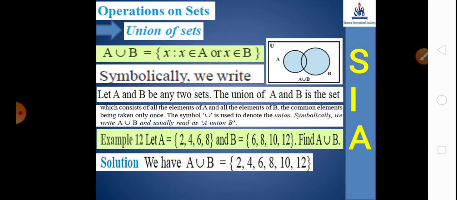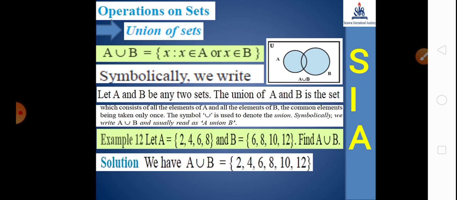It means 2, 4, 6, 8. But look at that, again B's points are 6 repeated, 8 repeated. So you do not write repeated elements in the curly brackets, in the set notation. So my answer, A union B, is {2, 4, 6, 8, 10, 12}.